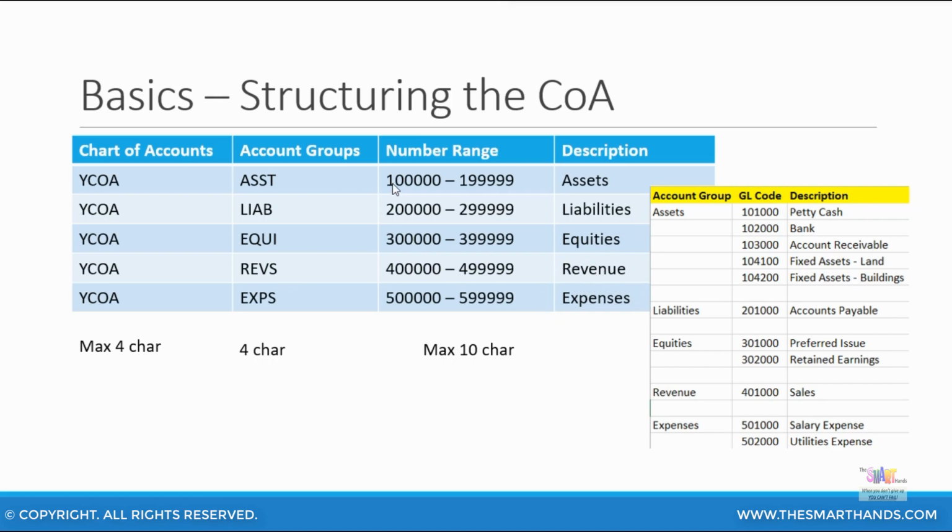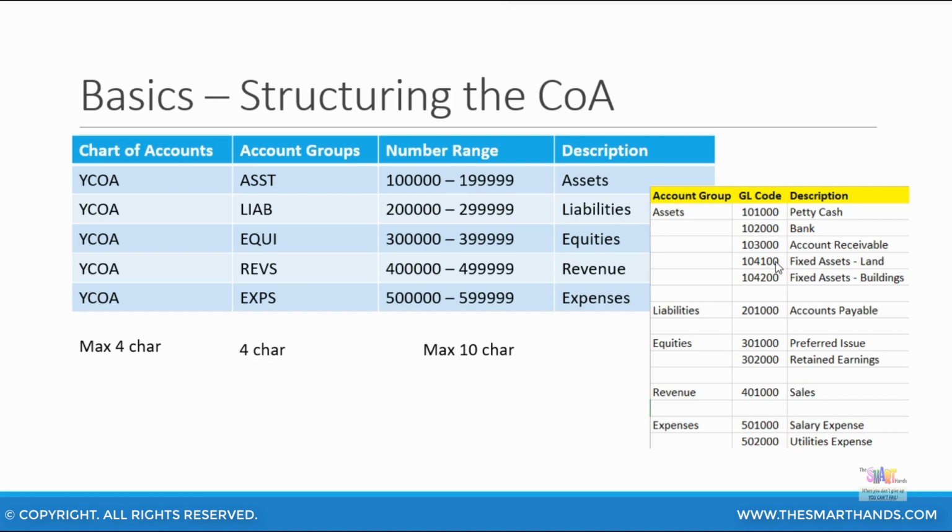And you can see I've given a number range over here. Now you must ensure that these number ranges do not overlap between 2 different account groups. There must be unique number ranges for each of these account groups. For assets, I've given a number range starting from 1 followed by 5 zeros to 1 followed by 5 nines. So within this number range, I can define many different types of asset GL accounts.